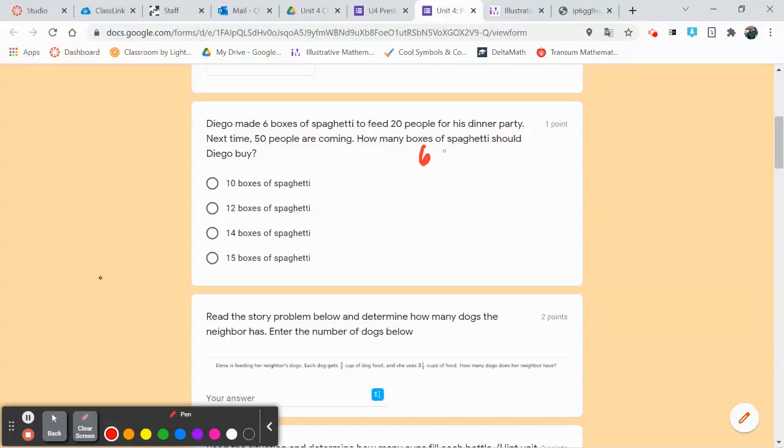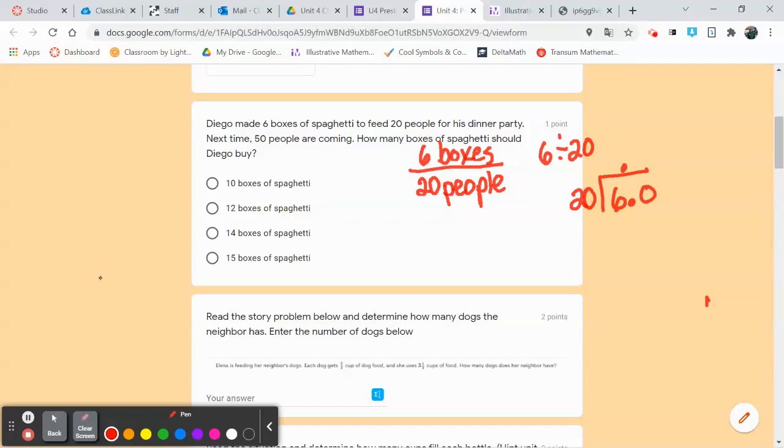So, boxes divided by people. Okay, that's 6 divided by 20. And I set it up this way in case we ever need an equation. We know the B would come first, then equals your K, and then your P. All right, so 6 divided by 20. 6 goes in the box. 20 goes outside. We need a decimal.